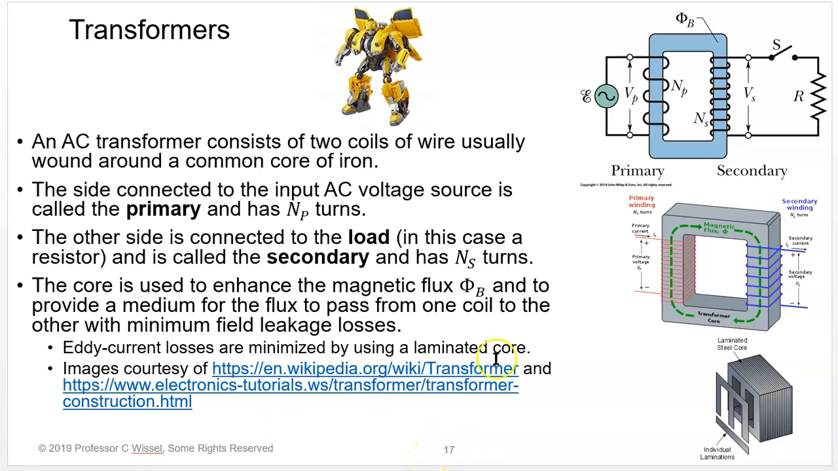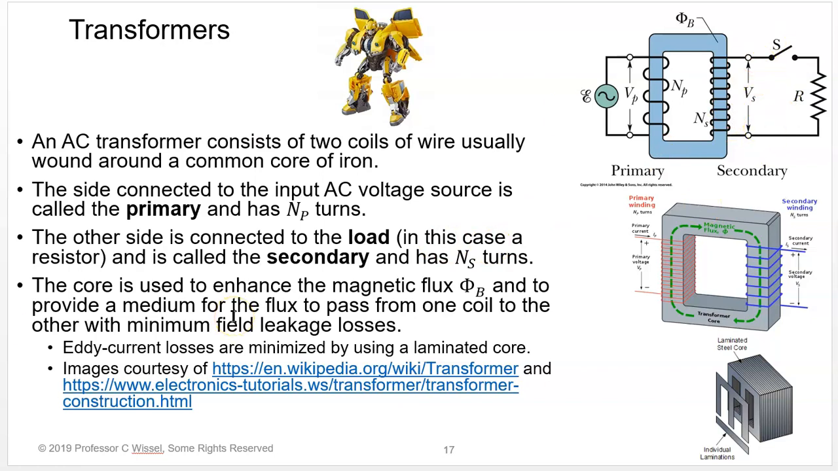Now, an AC transformer consists of two coils of wire that are usually wound around a common core of iron. The side connected to the input AC source is called the primary, and it has N_P turns and V_P across it. The other side is connected to the load. In this case, we represent that by a load resistor R. And this is called the secondary and has N_S turns and V_S across it.